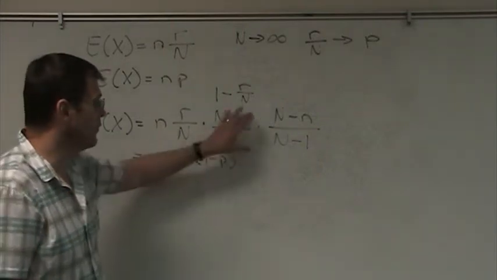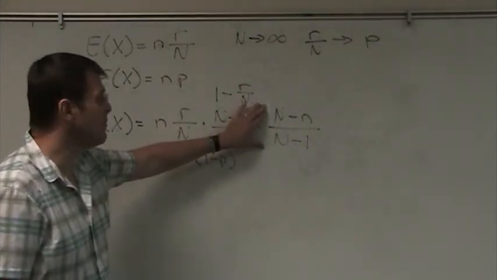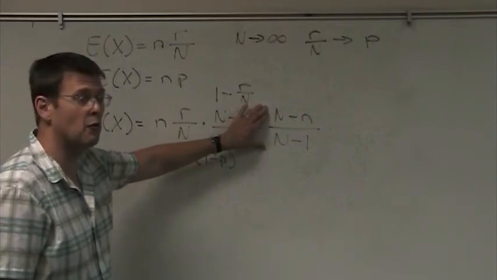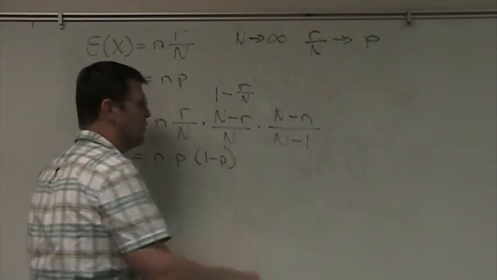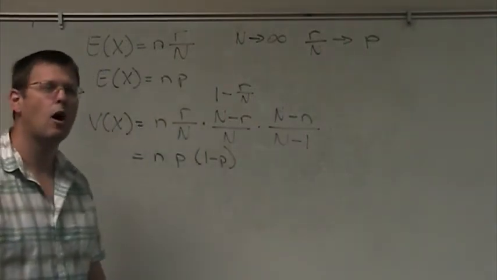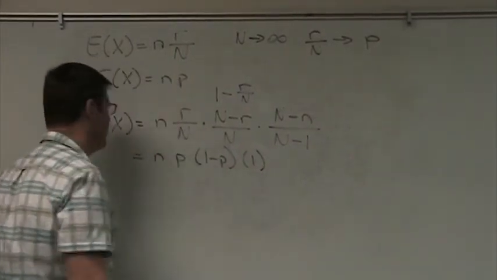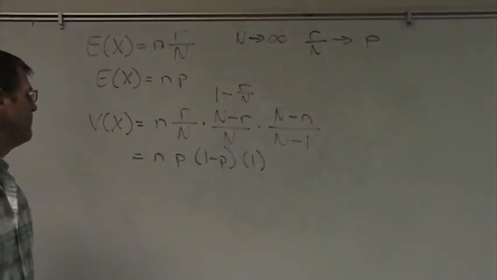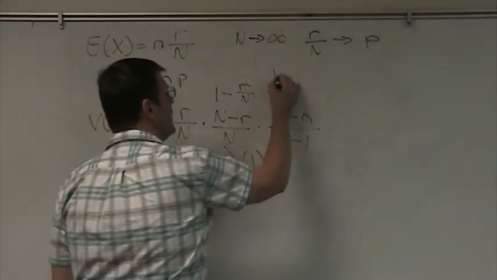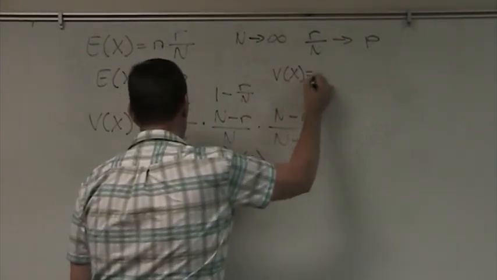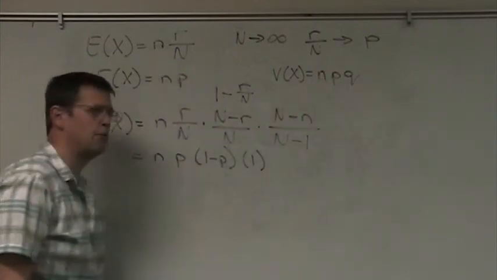But as long as the degrees of the numerator and denominator are the same, then the limit of this term is, if you remember, the ratio of the leading coefficients. Well, the leading coefficients in both the numerator and the denominator are 1, so in the limit that becomes 1. And remember that 1 minus p is q, so in the limit, the variance of x becomes n times p times q.